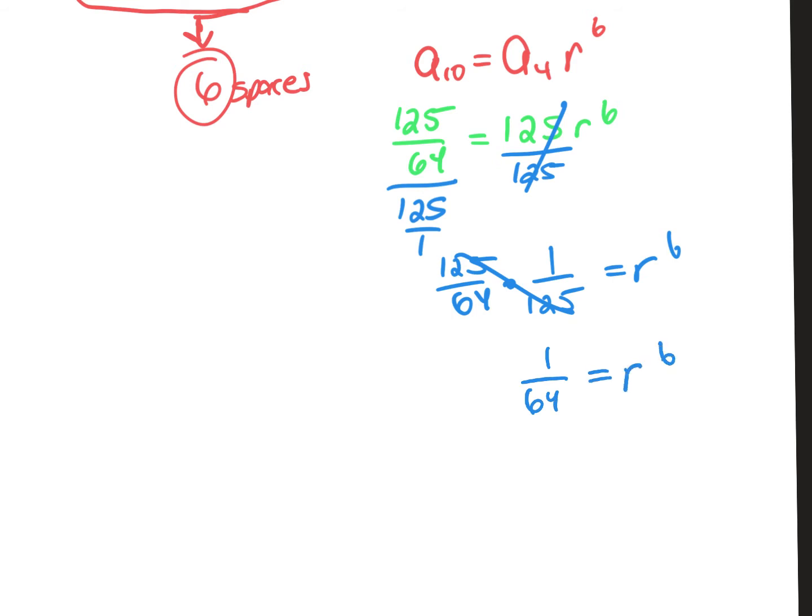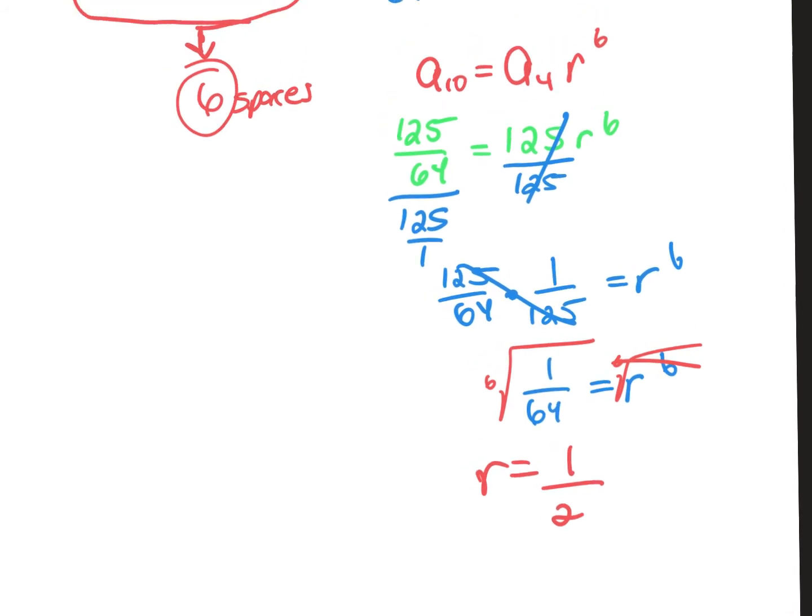How do I get r all by itself? You take the 6th root, right? If it was squared, you take the square root. If it was to the 4th, you take the 4th root. So I'm going to take the 6th root of this side and the 6th root of this side. So r equals, what number times itself 6 times gives me 1? 1. What number times itself 6 times gives me 64? 2. So what's your common ratio? 1/2. Okay, so we found that our common ratio was 1/2.